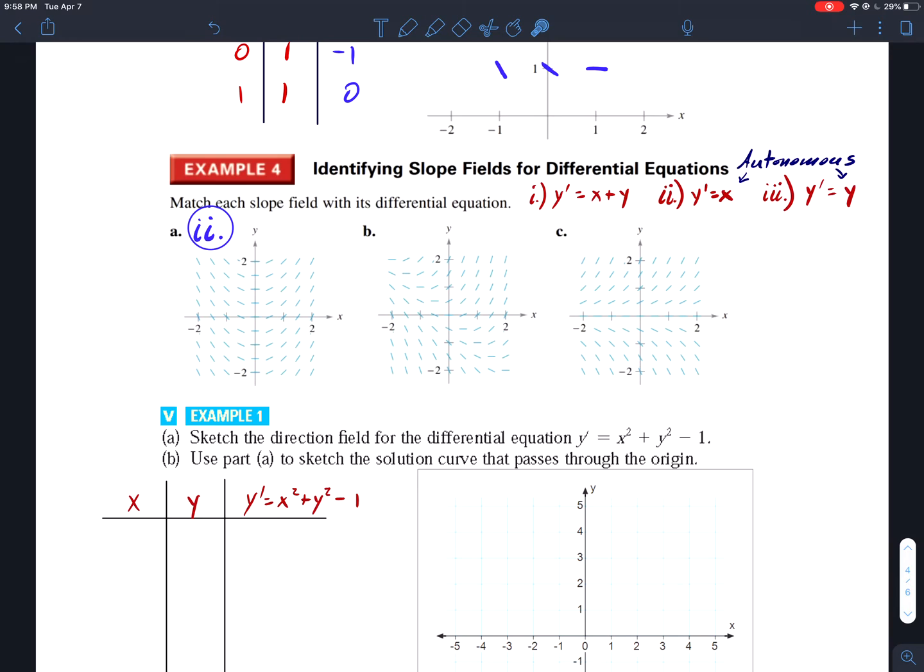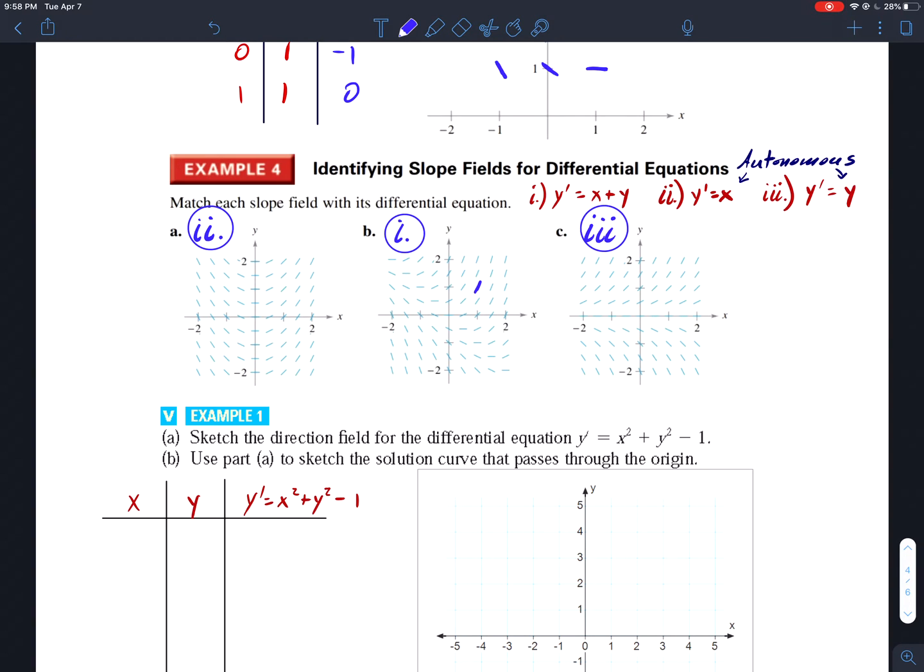But let's just try another one. Let's say this slope right here at 1, 1. It looks like if I was to plug 1 and 1 in here and here, I would get 2, and this little slope is 2. So I've confirmed that this has to match equation 1. All right, which obviously leaves this one to be equation 3.